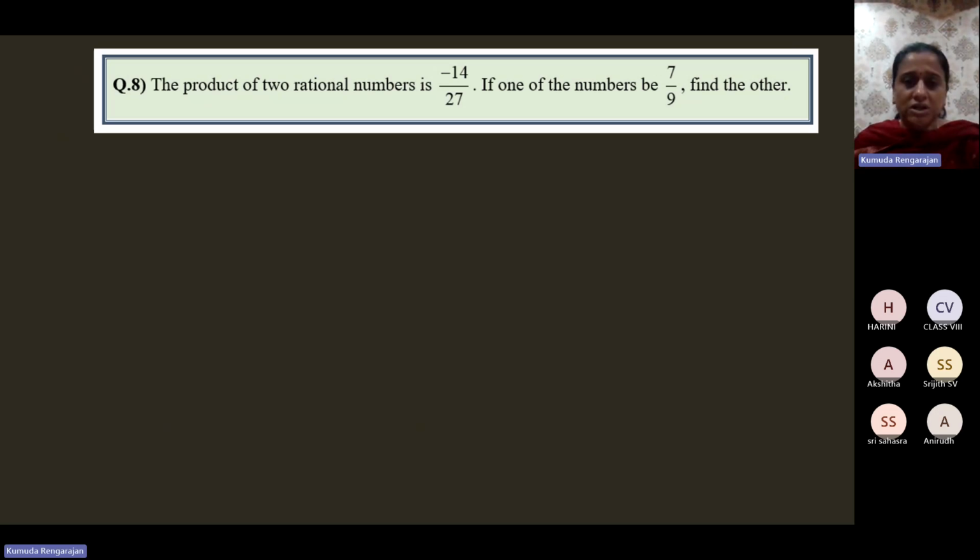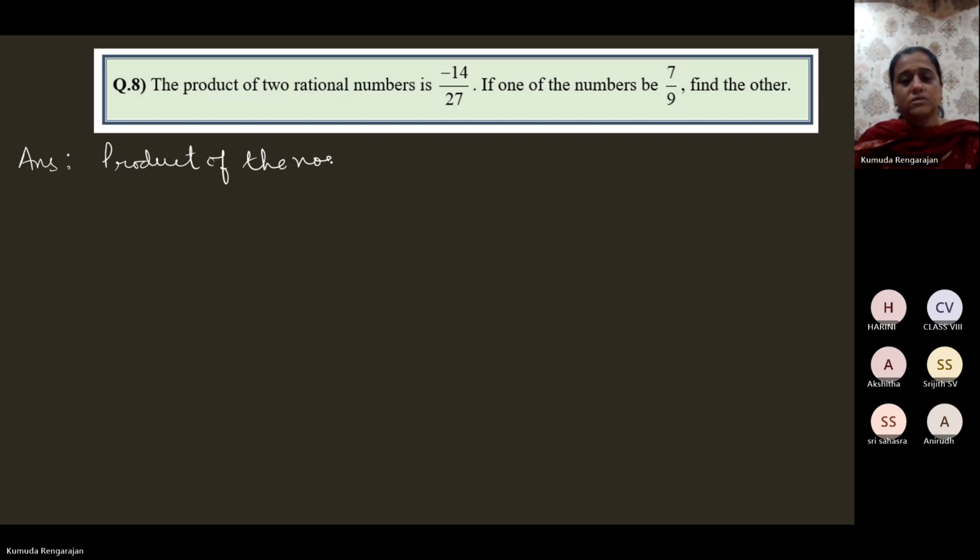The product of two rational numbers is minus 14 by 27. If one of the numbers be 7 by 9, find the other. So please follow this method. Product of the numbers is equal to minus 14 by 27. That means what? One number into other number. One number into other number is equal to minus 14 by 27.